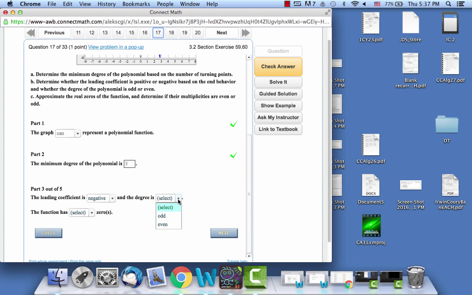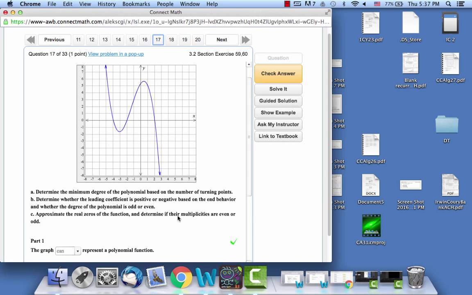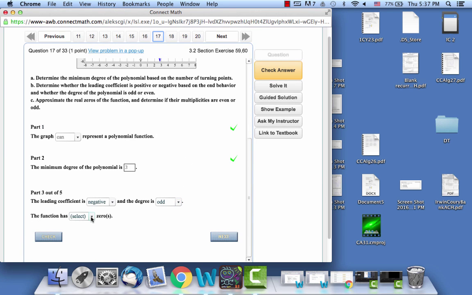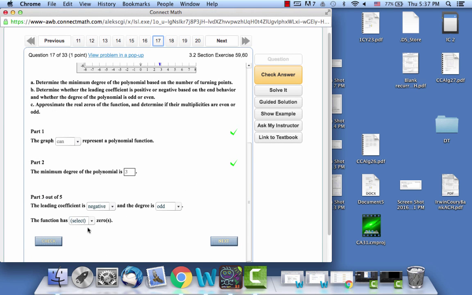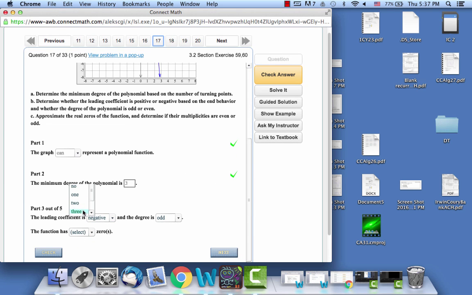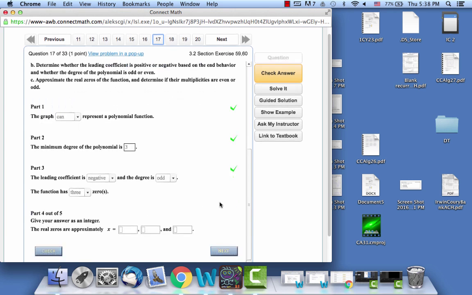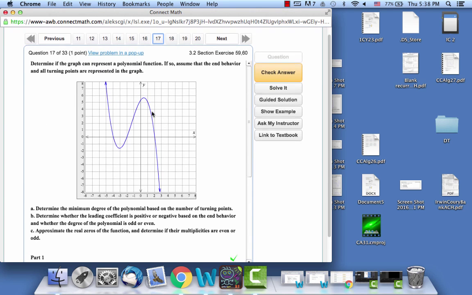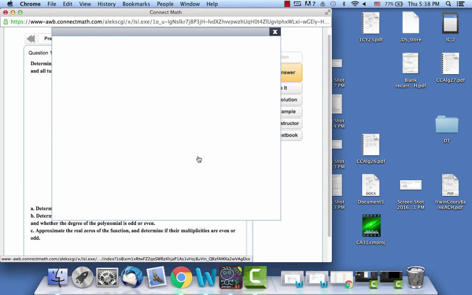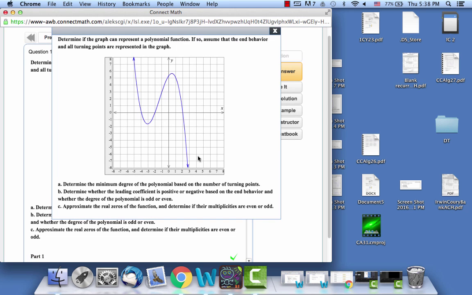The degree is odd because they go opposite directions. And then it has 1, 2, 3 zeros. We want to approximate the zeros. That looks like 2, -2, and -4.